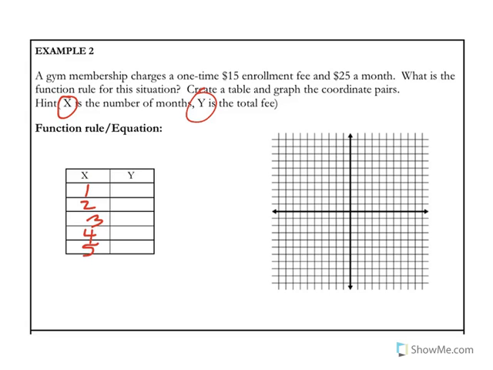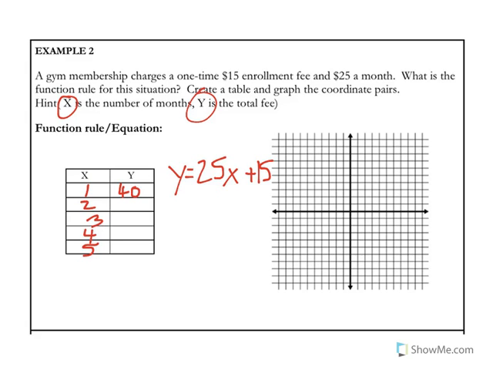1 month would be a $15 enrollment fee, which would be 15x, and then we would add, no, the $15 enrollment fee is only one time, and it's $25 a month. So the 25 is here, and that's times the x, and then we add the 15 extra. So what's 25 times x? 25 plus 15 is 40. The first month you pay 40.